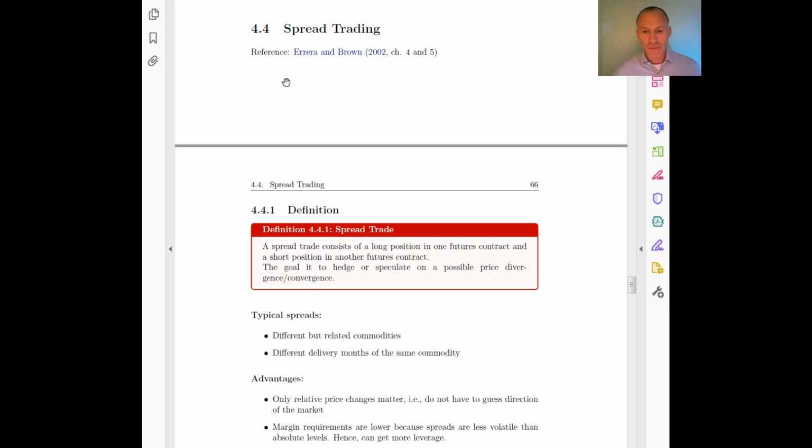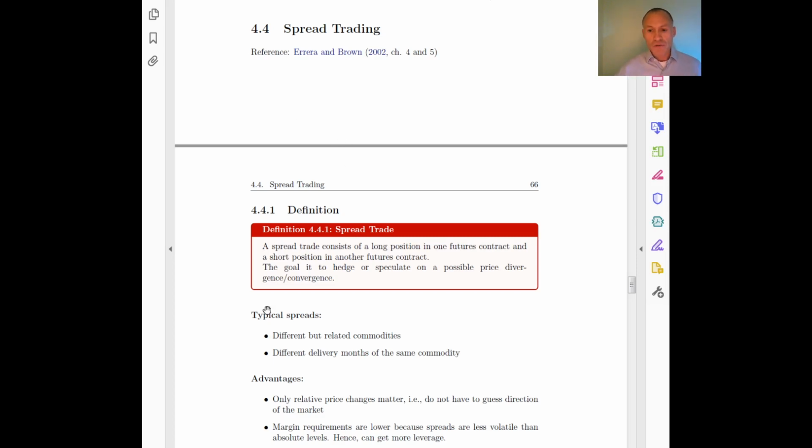It's a trade where you actually trade two different futures. Okay, you go long in one futures and you go short in the other futures, and your goal is to bet or to hedge a possible price convergence, so the spread narrowing, or a price divergence, the spread increasing.